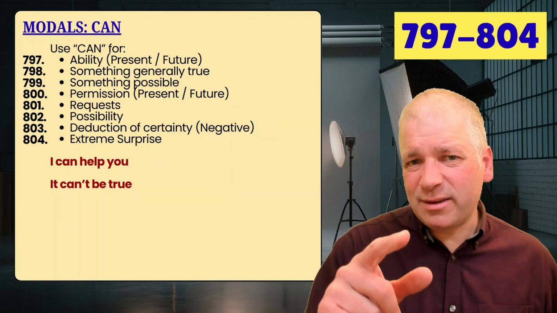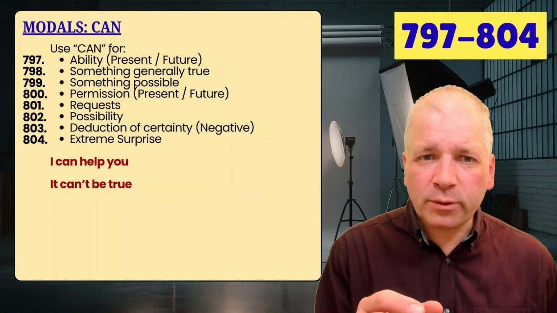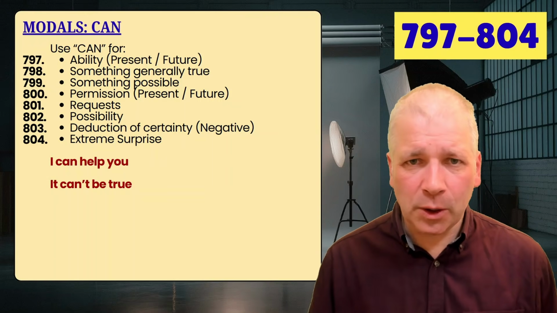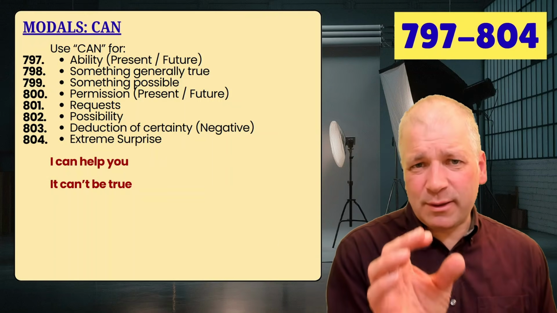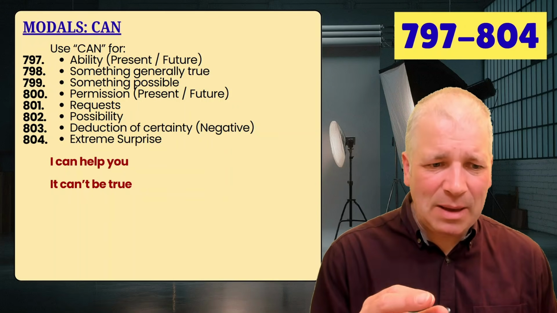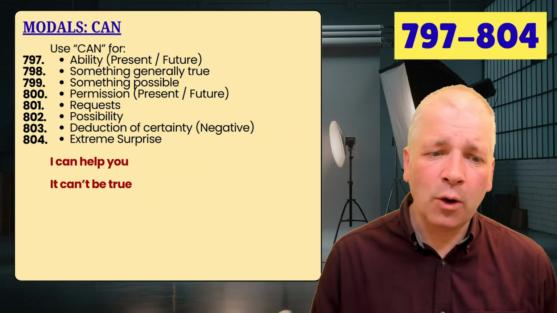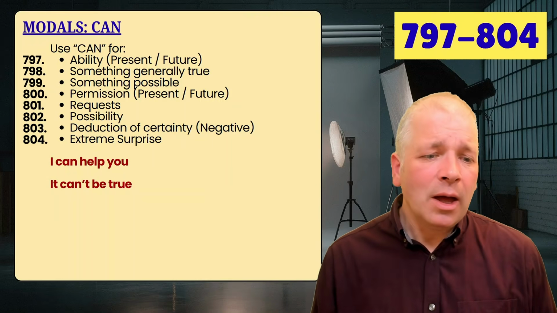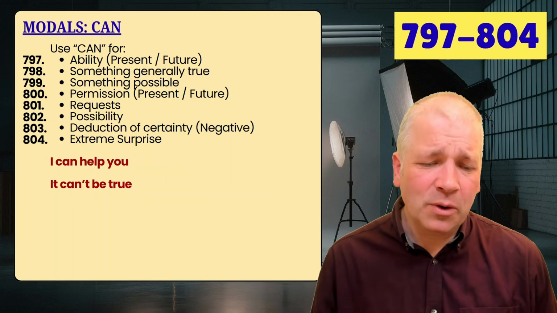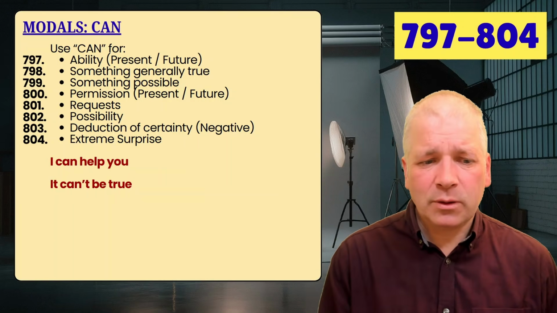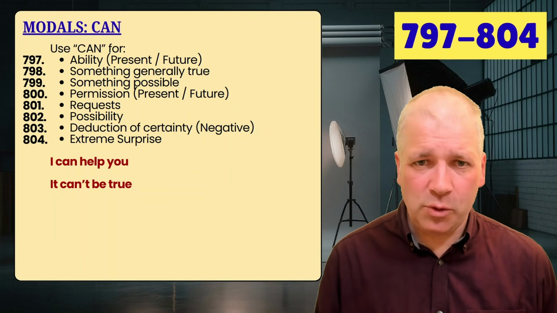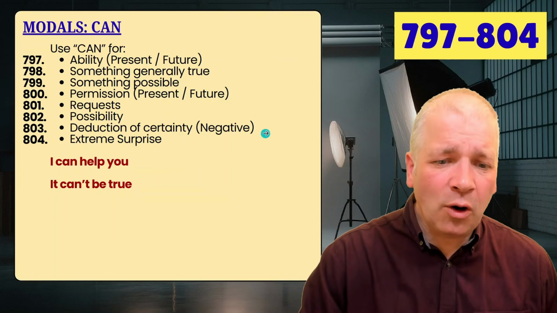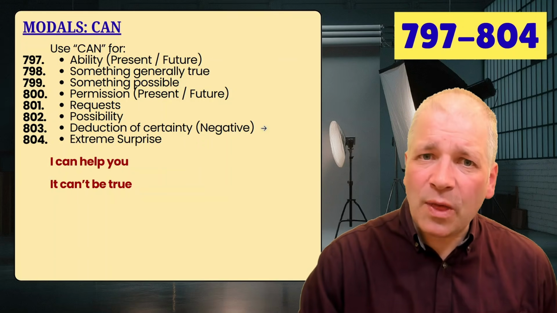In both of these sentences, the main verb is not the modal. Really, the sentence is I help you. But can introduces this extra element to the verb. Can here means I have the ability to help you, or it's possible for me to help you, or I have permission to help you. If I say it can't be true, then the main verb is be. We would normally say it is true, but we add can't in front to make it deduction of certainty. I am certain that this is not true.